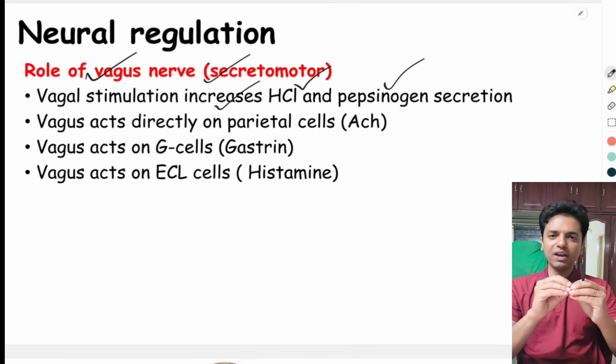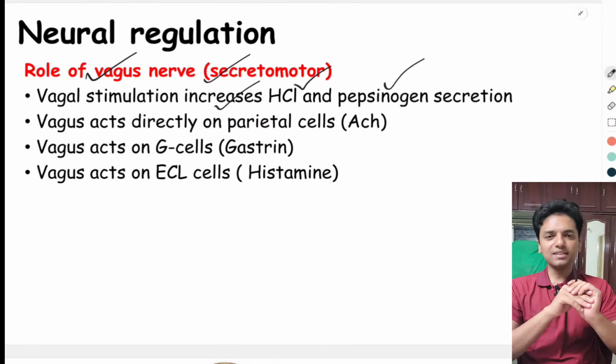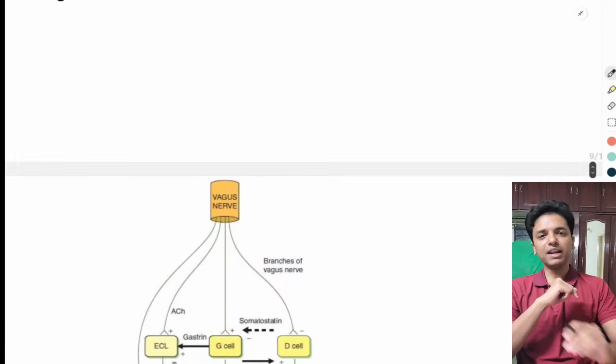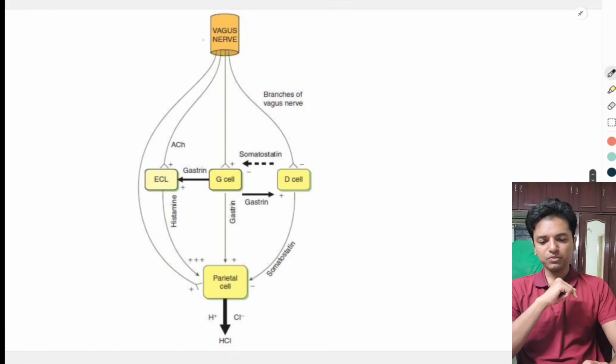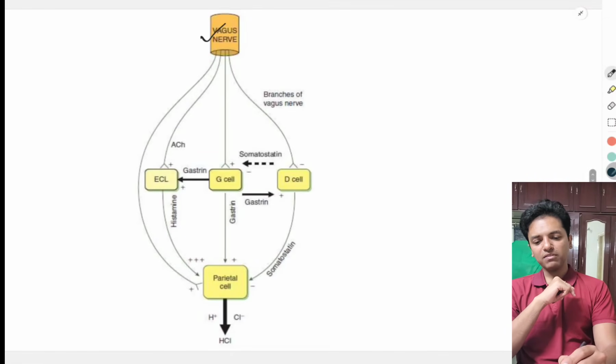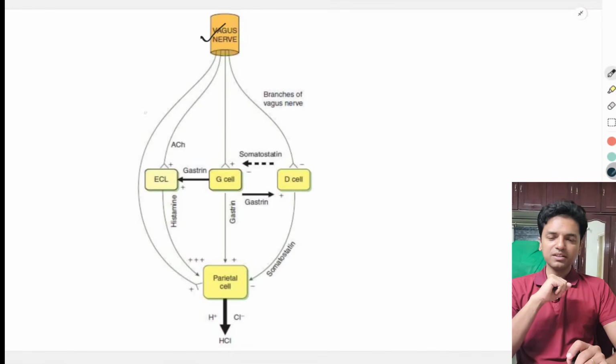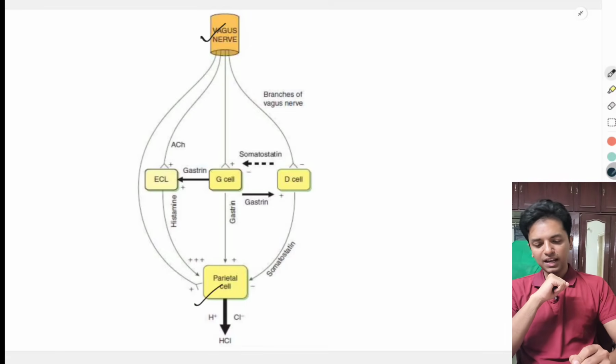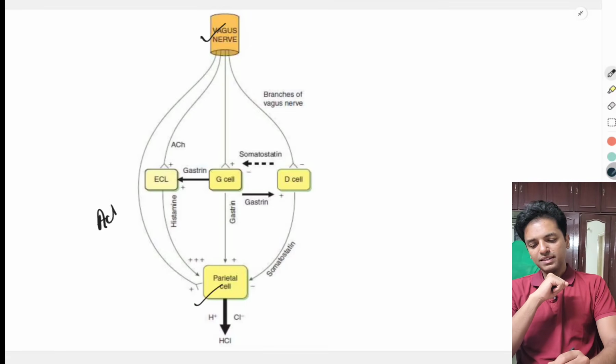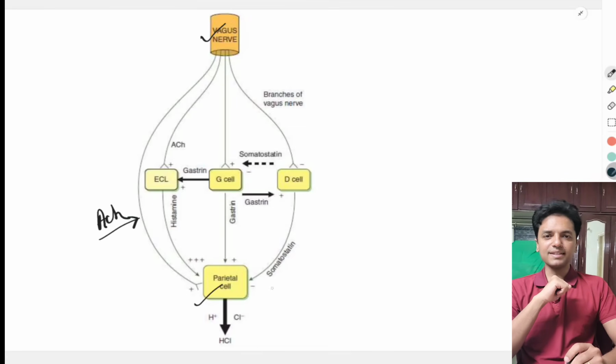Now, when I stimulate vagus, there are four methods by which the vagus is going to increase the gastric juice secretion. We will understand that with the help of this beautiful diagram. So here we have the vagus nerve. Whenever the vagus nerve is stimulated, it directly innervates the parietal cell via the cholinergic fibers. Hence here the neurotransmitter released in this case is acetylcholine.